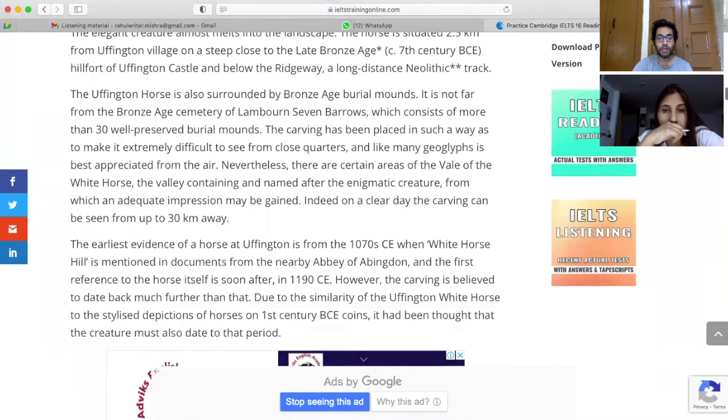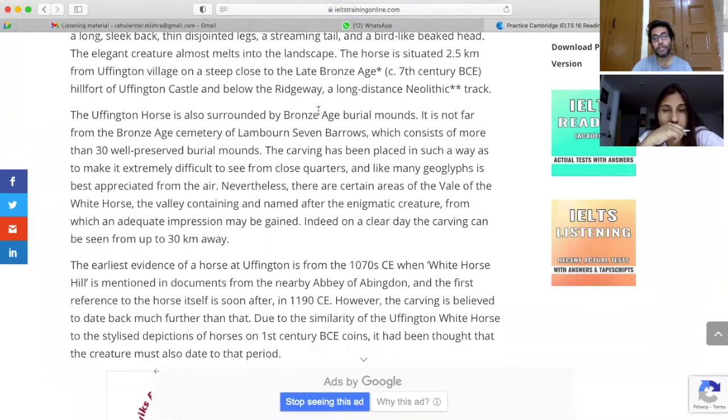Now the Uffington horse is surrounded by Bronze Age burial mounds. It is very close, not far from the Bronze Age cemetery of Seven Barrows, and in these Seven Barrows there are 30 burial mounds. So this is also important, that it is close to the Bronze Age cemetery. The carving has been placed in such a way that you cannot see it from nearby, and that is why you see it from the air. So you go in a helicopter and you see it, right?